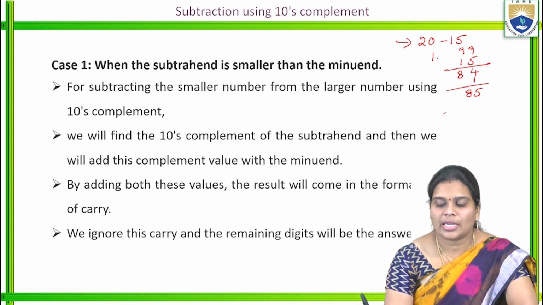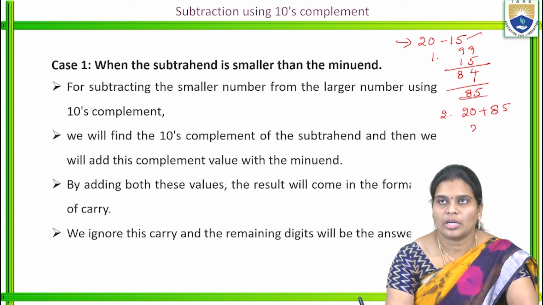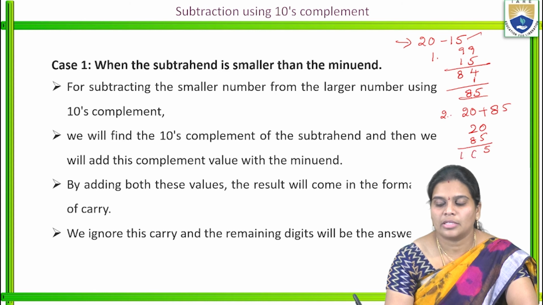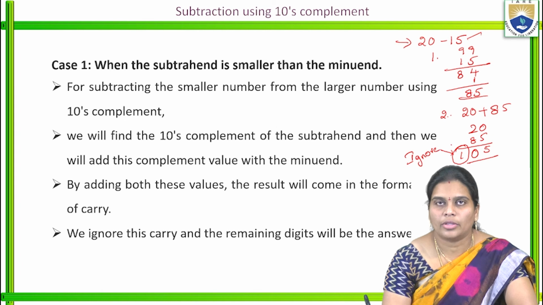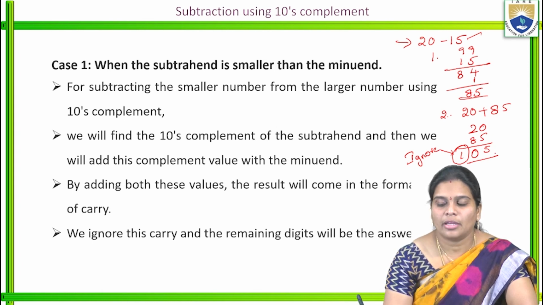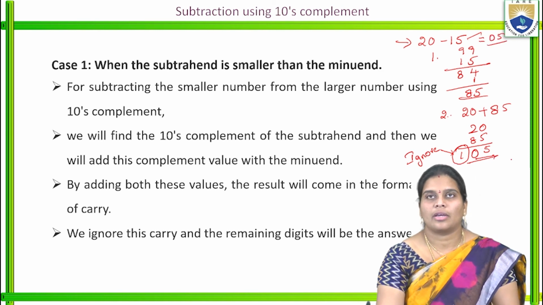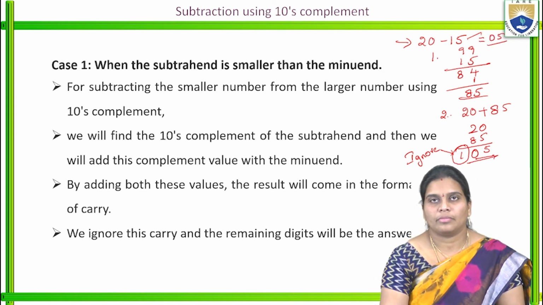Okay, so what is the second step? Apply the original value 20 plus the 10's complement of 15, which is 85. So 20 plus 85: 0 plus 5 is 5, 8 plus 2 is 10, so 0 with a carry. Here we are having the carry. In the 10's complement, ignore that carry. So here we are getting 5. 20 minus 15 is 5 only, so here also we are getting 5.